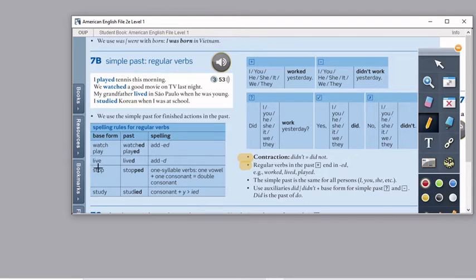Now, pay attention to this. Live. Lived. Here we have an E. Tenemos una E. Not necessary to add another E, so just add the D. Alright? Live, lived. Now here we have a vowel and a consonant, but this is a one syllable verb. Stop. One syllable verb, one vowel, one consonant. What happens? Double the P. Stopped. Double P. One syllable verb, that is one vowel, one consonant, double the consonant.